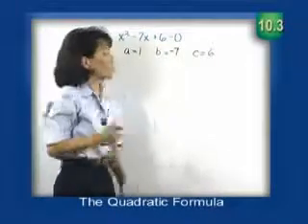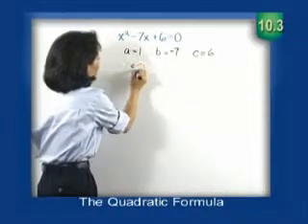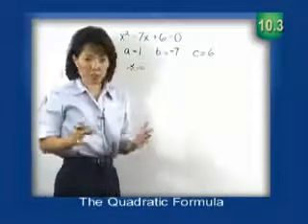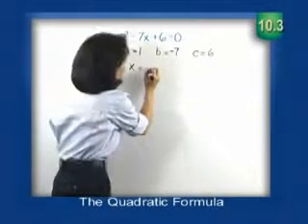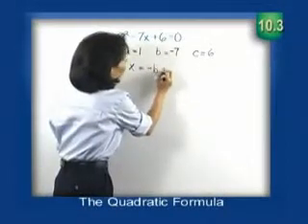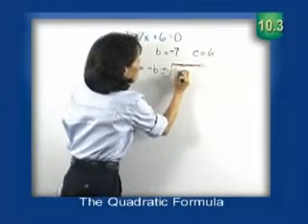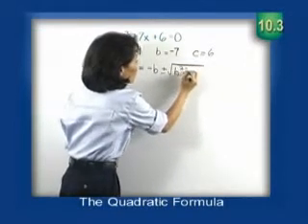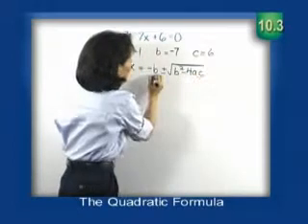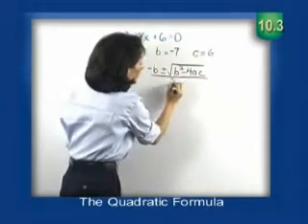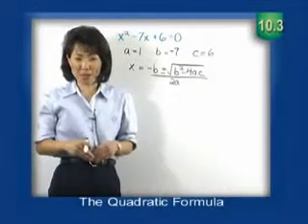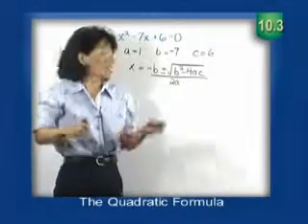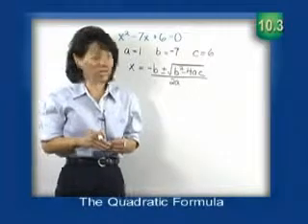Now to use the quadratic formula, let's write it one time so that we don't forget what we're using. The quadratic formula says that x is equal to -b plus or minus the square root of b squared minus 4ac, all over 2a. Make sure you have that memorized. That's important in using the quadratic formula.